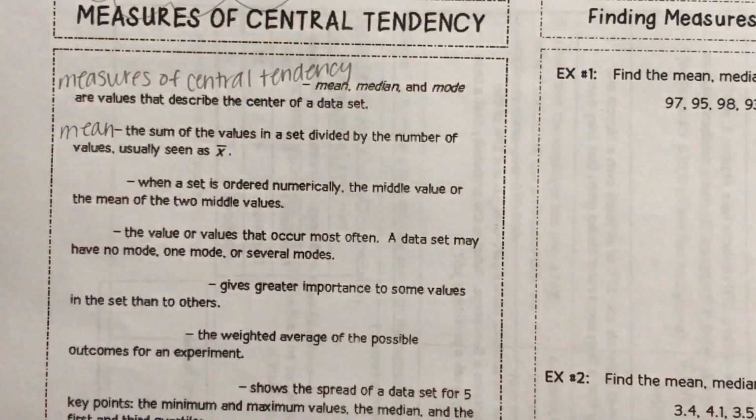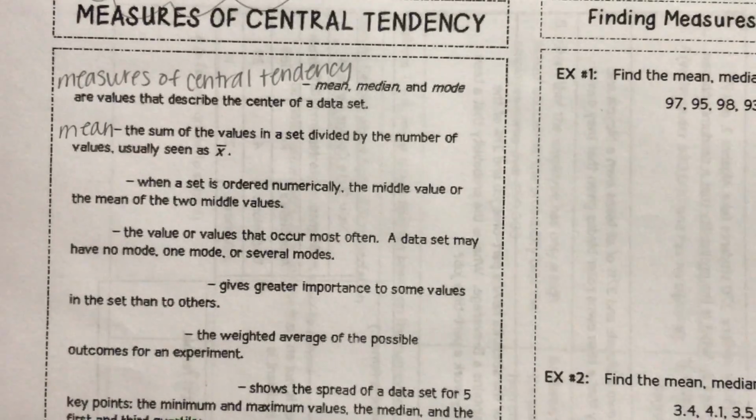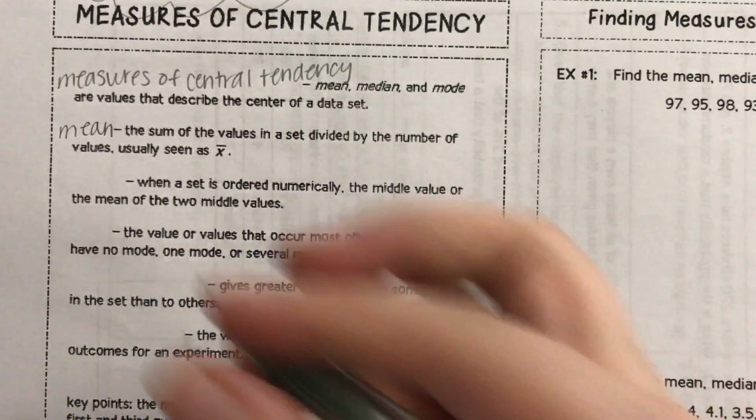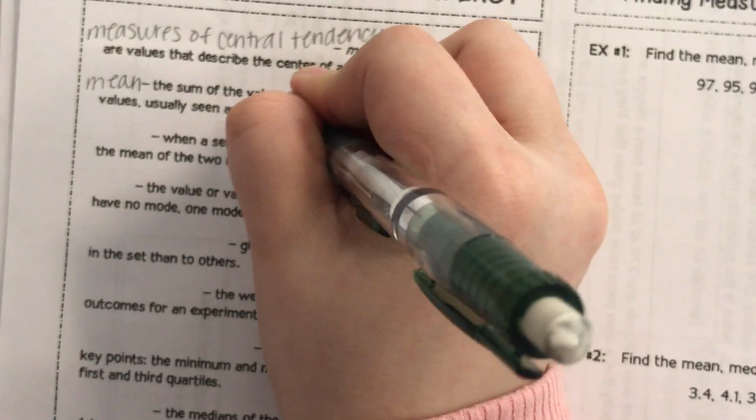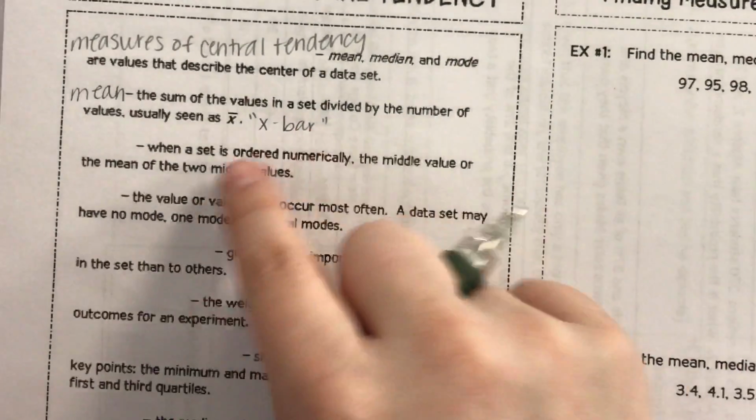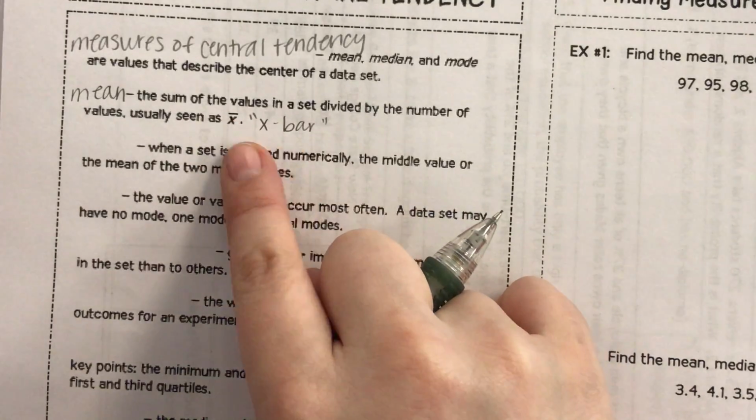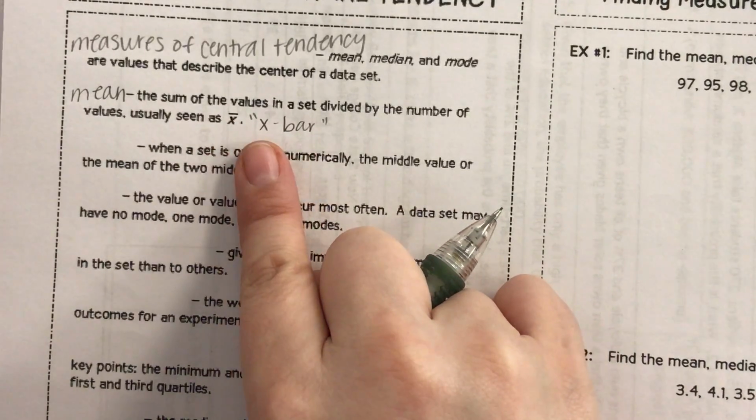So mean is the sum of all the values in a set divided by the number of values, usually seen as x bar. We call this x bar. So if I talk about x bar, you'll know I'm talking about the mean. Okay, it's really important you know that these are the same thing.